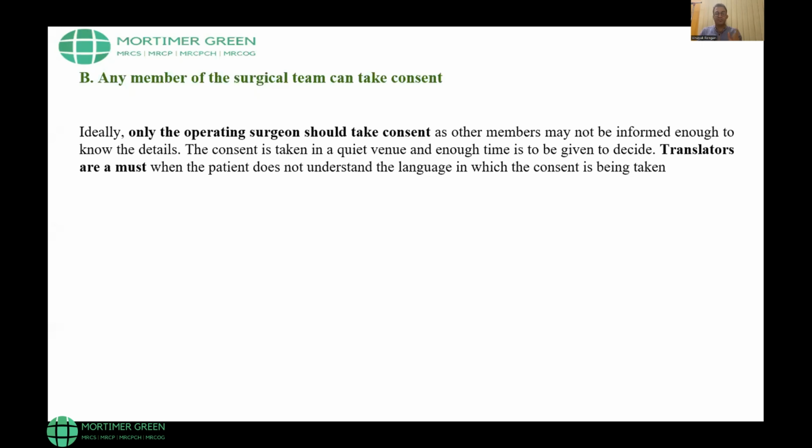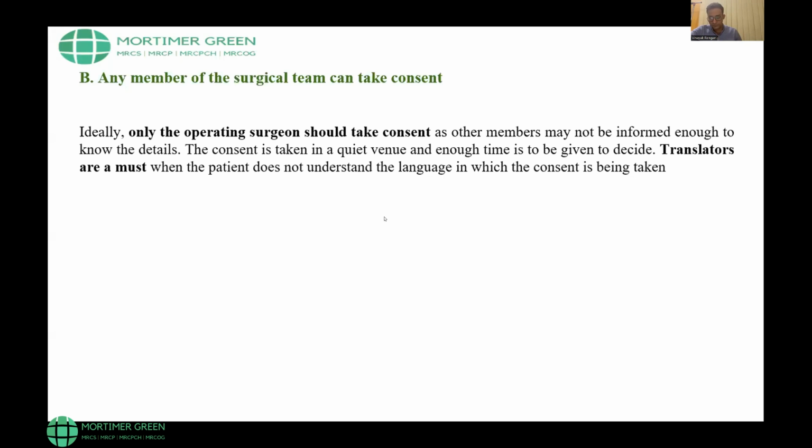However, there are exceptions. If it is an emergency procedure and the consultant is stuck somewhere else, he can depute another person, and even then, the patient can refuse the consent until the operating surgeon takes it. Even that person who is coming to take the consent should be a part of the operating team. So the answer is any member of the surgical team cannot take consent. It should ideally be the operating surgeon. Even if there is an exception, it should be a person who is going to be involved in the surgery. So any doubts in this?